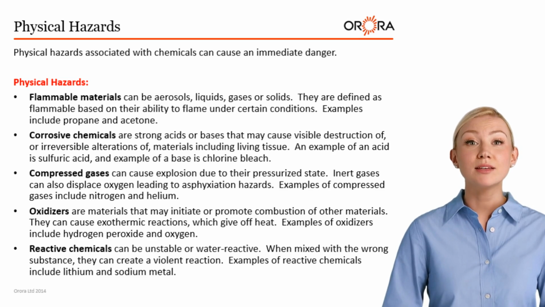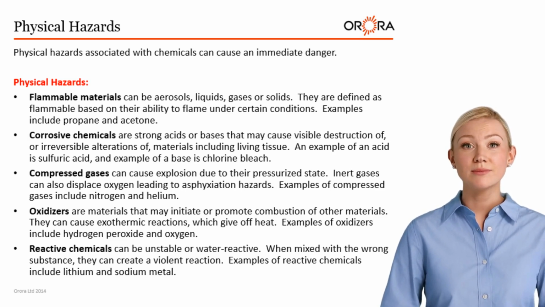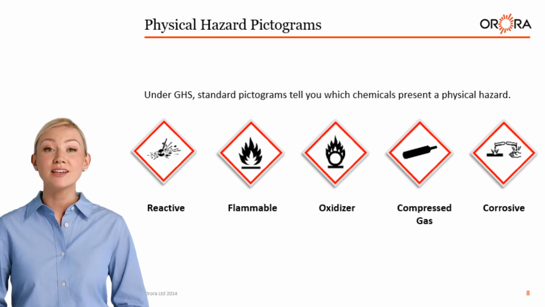Reactive chemicals can be unstable or water reactive. When mixed with the wrong substance, they can create a violent reaction. Examples of reactive chemicals include lithium and sodium metal. Physical hazard pictograms. Under GHS, standard pictograms tell you which chemicals present a physical hazard. Some examples include reactive, flammable, oxidizer, compressed gas, and corrosive.